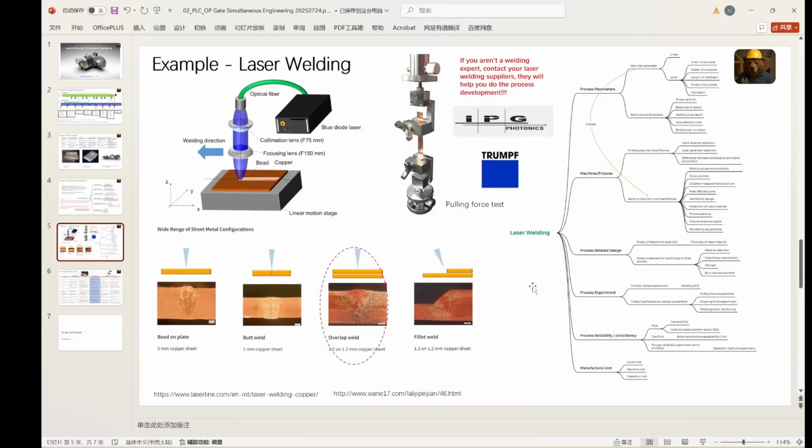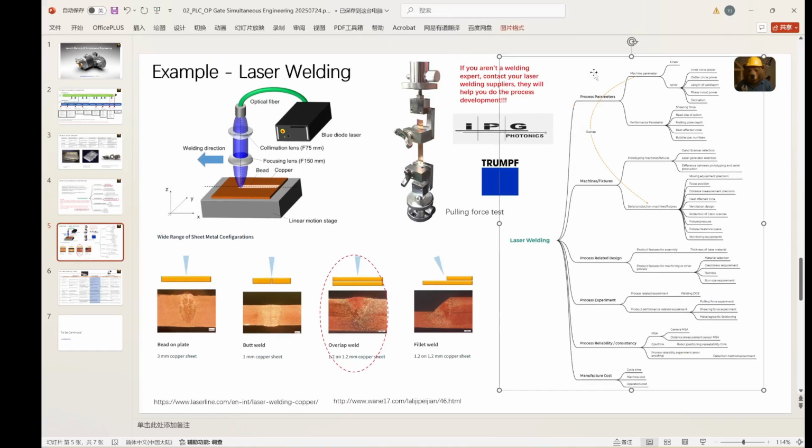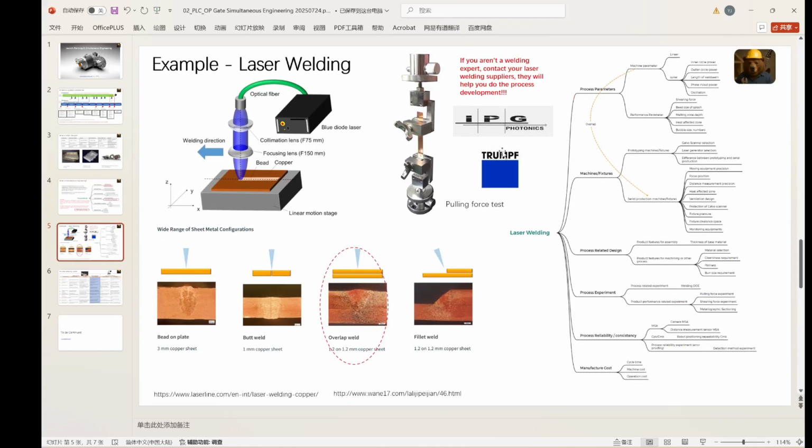If you have no clue what this is or how to develop this process, remember, go for the experts in the industry. Who are the experts in the industry? They are your suppliers. There are professional suppliers on every technology, basically. For laser welding, for example, there are two iconic suppliers, IPG and Trumpf, whatever. Those are two big players.